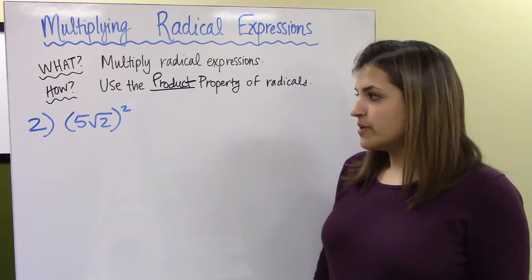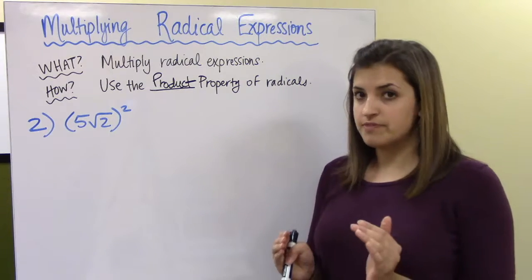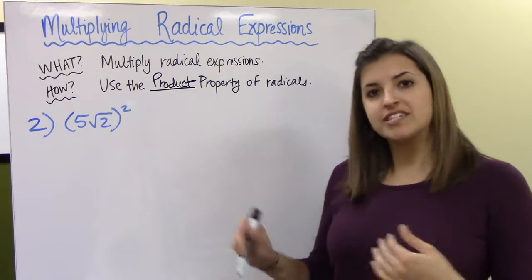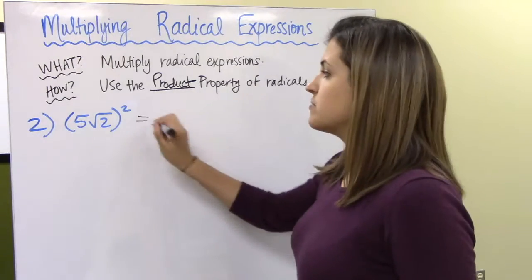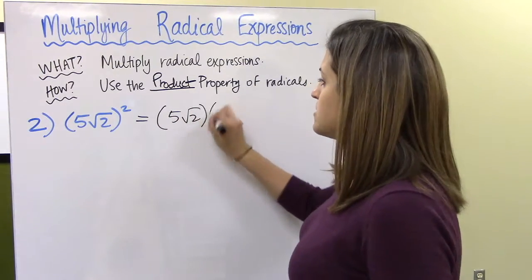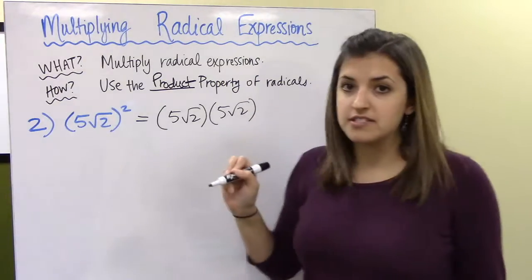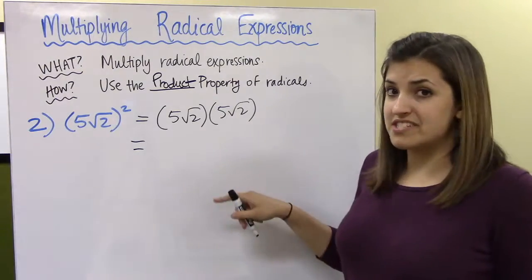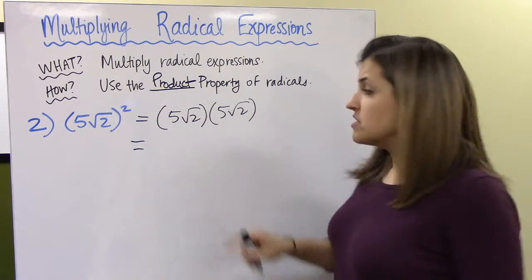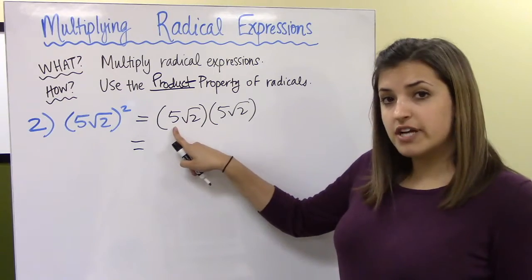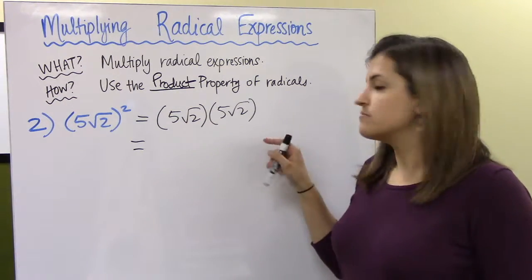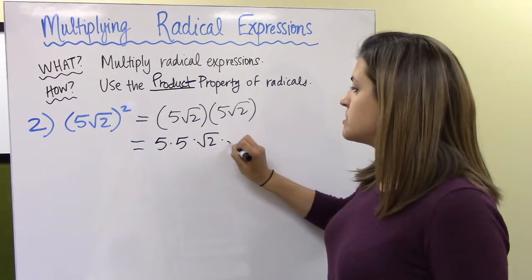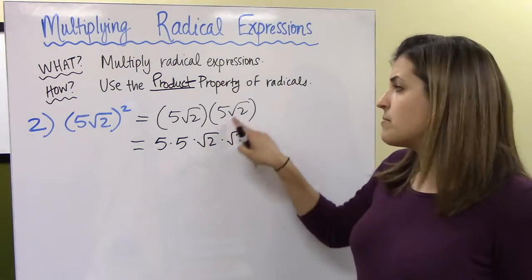In example number 2, we have 5 square root 2 all squared. So with this one, I would recommend writing it out. Remember that little saying we had, when in doubt, write it out? I would do this for this. So I'm going to have 5 square root 2 times 5 square root 2. That's what squaring is. So now I'm going to want to multiply both of these together. So I would recommend multiplying the numbers outside of the square root together and the numbers inside of the square root together. So let's separate these. So we're going to get 5 times 5 times square root 2 times square root 2. See where those came from up above?